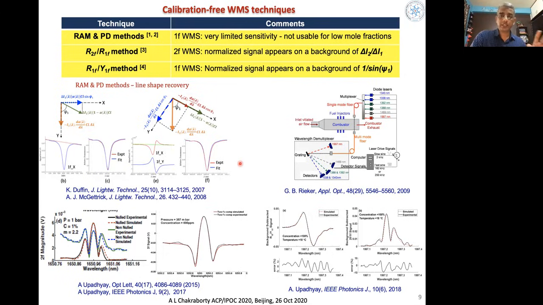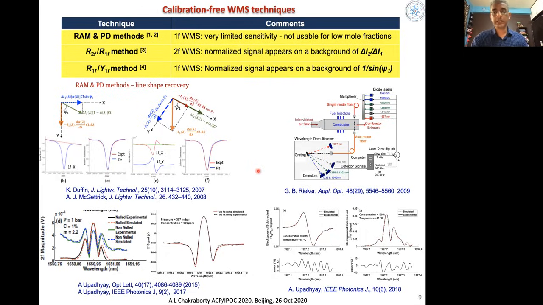One has been a first harmonic approach, which is the RAM and the PDM approach, in which the line shape itself is directly recovered, as shown in this figure. It is a first harmonic WMS approach, but it does not use the first harmonic line shape. It directly recovers the absorption line shape. And in this respect, it is very similar to direct detection, but it suffers from poor signal to noise ratio.